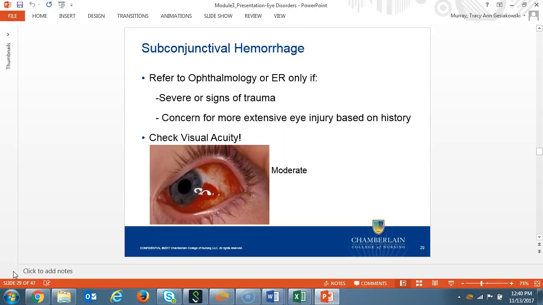If the hemorrhage is moderate or severe, or there are other signs of trauma, or there is concern for more extensive eye injury based on history, a referral to ophthalmology or ER is appropriate. Make sure you do a vision test with any patient coming in with an eye complaint. In this case, if the vision is okay and the rest of the eye looks normal, there's probably no ocular injury and you can just reassure the patient. However, if there are signs of ocular trauma, such as irregular pupil or vision loss, this can indicate a more serious problem.